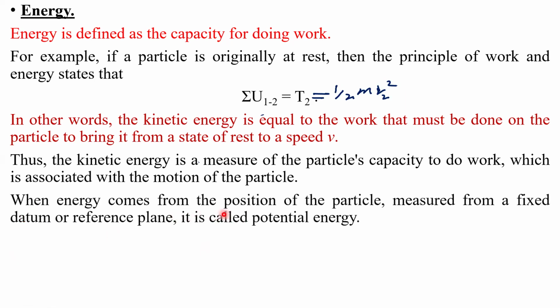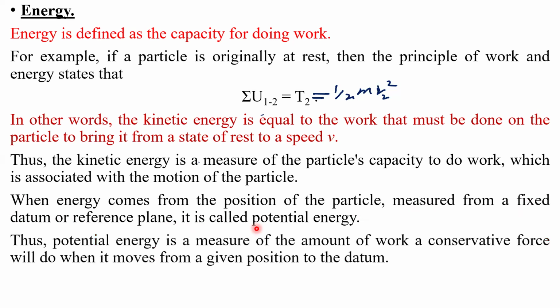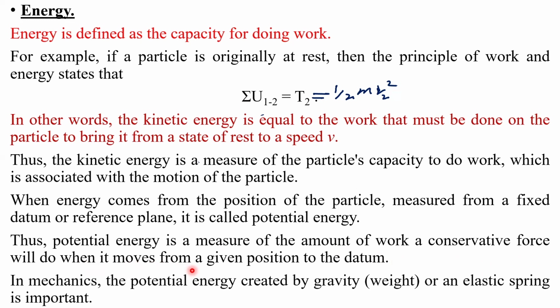When energy comes from the position of the particle, measured from a fixed datum or reference plane, it is called potential energy because it is due to the position. Thus, potential energy is a measure of the amount of work a conservative force will do when it moves from a given position to the datum. In mechanics, the potential energy created by gravity, weight, or an elastic spring is important.